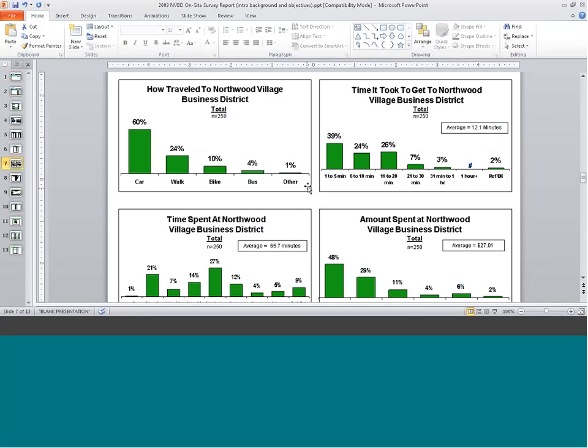Make sure the charts look nice. Sometimes I get these things and the labels are overlapping and the chart's all funny. You wouldn't give that to a client. Assume I'm your client, okay? But this is how you could show it as a bar chart. If I was showing this, I'd have just this on the page, the one that says how people traveled to Northwood Village Business District, and then I would show the bars.